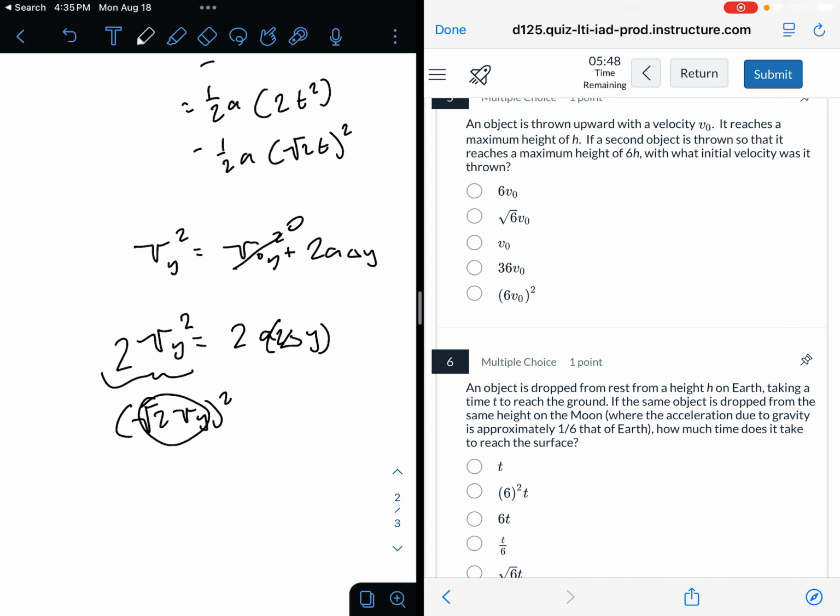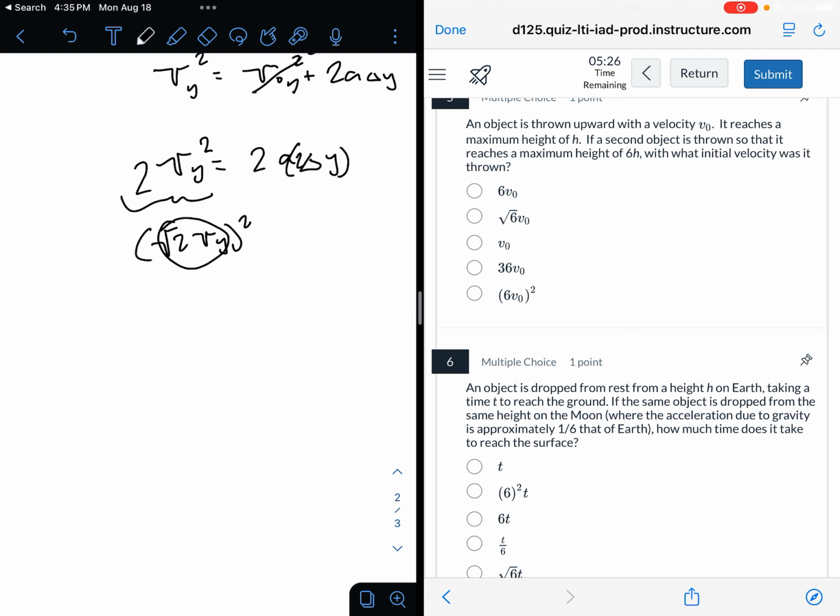Object is thrown upward at the velocity v initial, and it reaches a maximum height of h. And then if it's thrown to 6h instead of h, what's the initial velocity thrown? I've got to choose a variable or equation that only has height and initial velocity changing. In both scenarios, the acceleration is just 9.8, and the final velocity is going to be 0. So my equation can't have time because that's another variable changing. So I'm going to say v squared is going to equal v initial squared, I'm going to use this equation a bunch, plus 2a change in y.